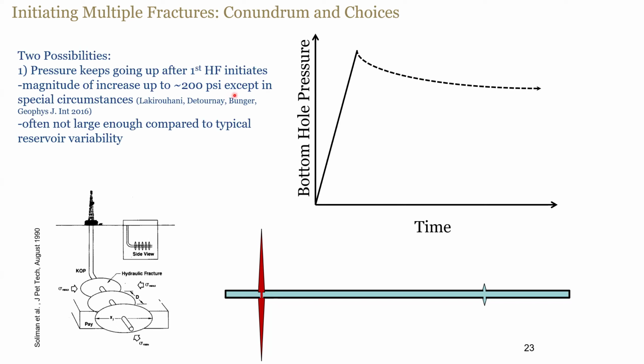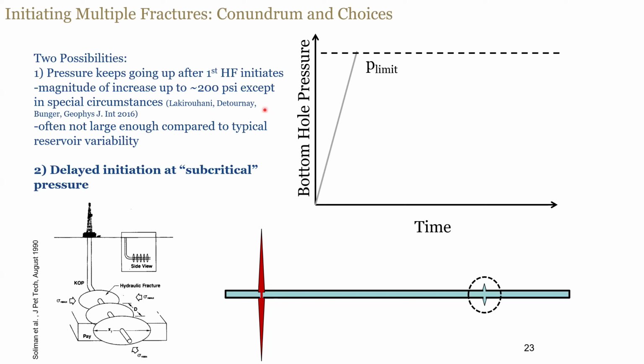Reservoir variability is typically often more than that. And so the only other way that we can initiate this fracture is that it initiates at some subcritical pressure. So here's what we think is probably happening in probably most cases: the pressure goes up to some level. Often it's held at a constant value even as fractures start to grow, using a design of the perforations that keeps the pressure high. This is sometimes called limited entry, and it holds that pressure at a constant value.